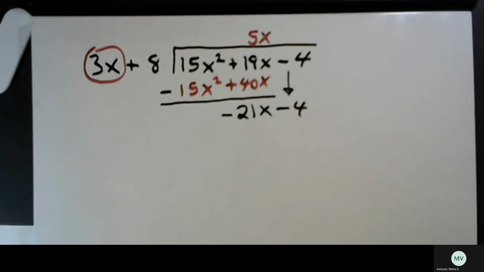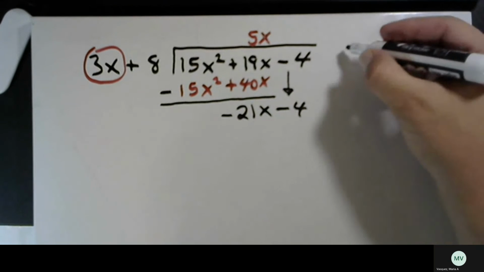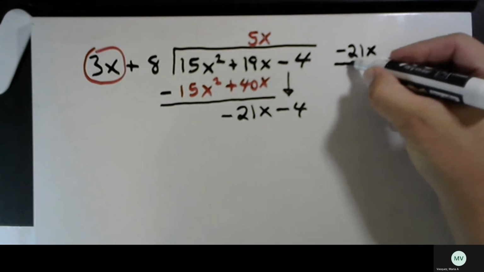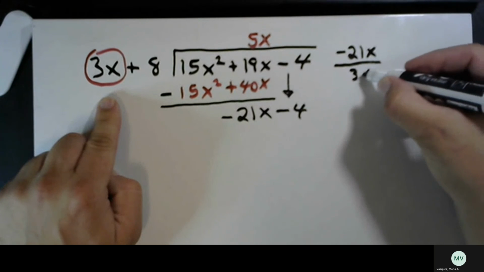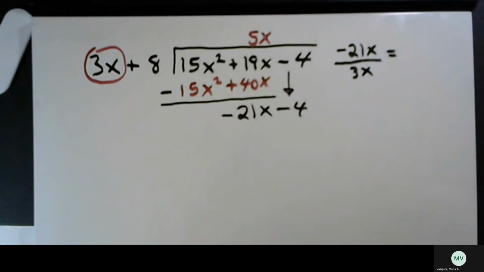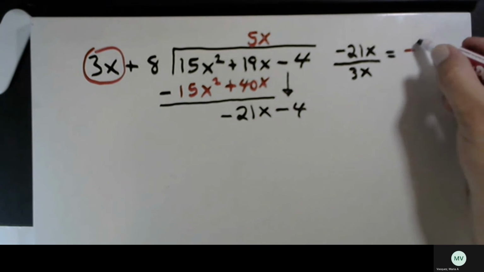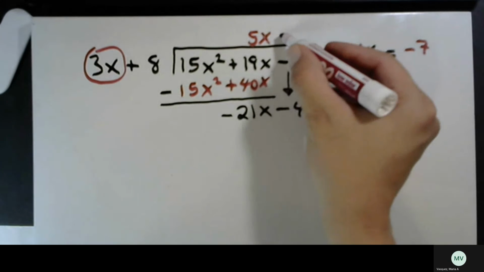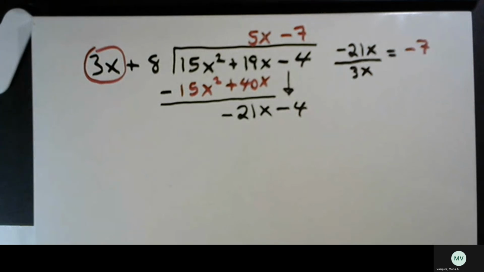And then we could just repeat the process. So we'll take the first term here, divide by this first term, we'll get negative 7. And so that minus 7 goes over the constant. Constant over constant.